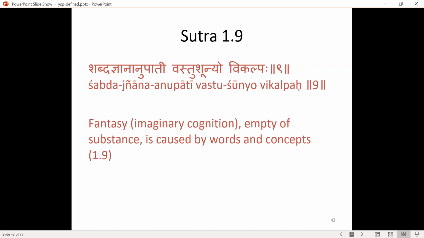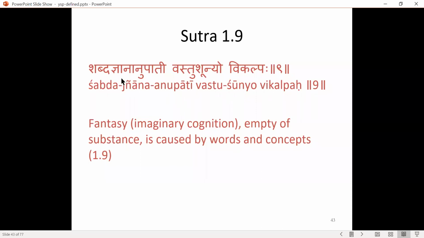We're starting with Vikalpa today. Let me read the Sanskrit phrase. Shabda jnananupati vastu shunyaha vikalpaha. One more time. Shabda jnananupati vastu shunyaha vikalpaha. That's the phrase. So what do these words mean? The translation given is: the fantasy, imaginary cognition, empty of substance, is caused by words and concepts.